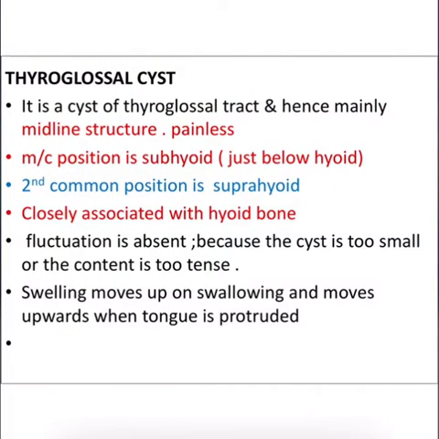Thyroglossal cyst. It's a cyst of the thyroglossal tract, hence mainly midline in position. It's a painless swelling. The most common position is subhyoid, just below the hyoid bone. The second most common position is suprahyoid, above the hyoid, closely associated with the hyoid bone. Fluctuation is absent because the cyst is too small and the content is too tight, so it feels like a solid thing. The swelling moves up on swallowing and moves upward when the tongue is protruded because it is connected. So whenever the tongue goes out, it goes up.